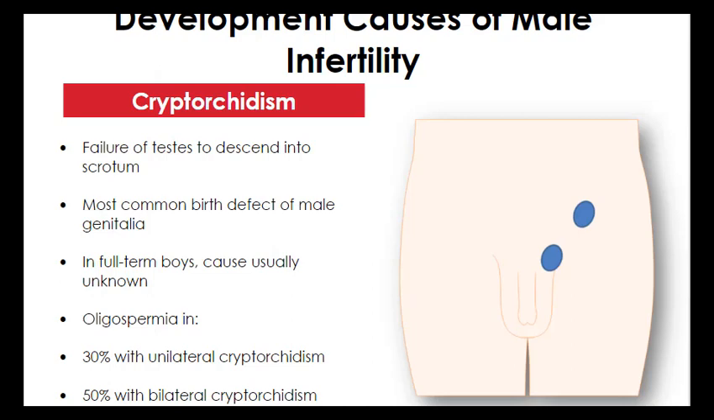In cryptorchidism, there's a failure of the testes to descend into the scrotum. It is the most common birth defect of the male genitalia. In boys born at full term, the cause is usually unknown. About 30% of men with unilateral cryptorchidism, and about 50% of men with bilateral cryptorchidism will have oligospermia. Fertility rates are worse in men with bilateral cryptorchidism.